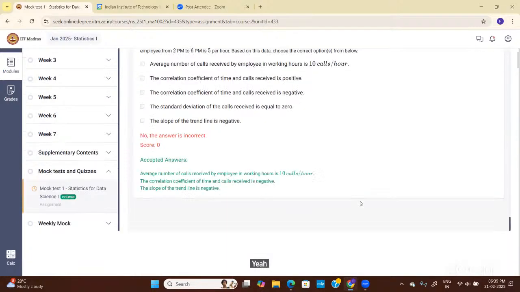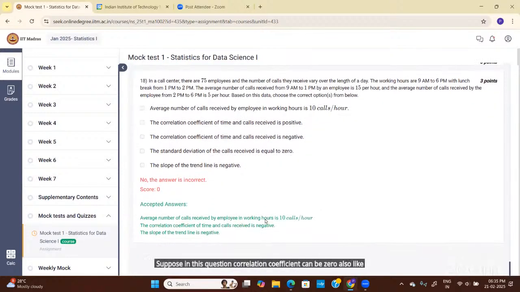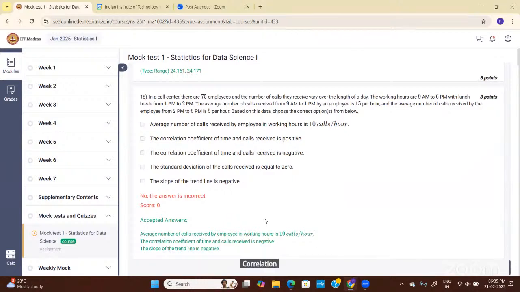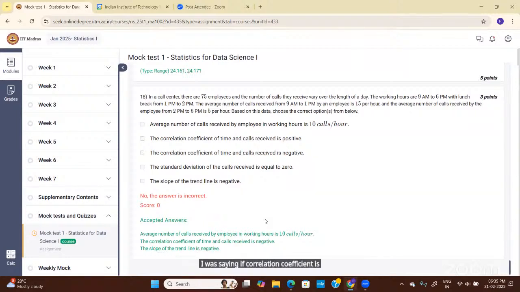Ma'am, suppose in this question the correlation coefficient can be 0 also. If it is 0, what could be the conditions in the data? Correlation gives you the relation between two variables. Here the correlation coefficient is negative. That's why the slope of the trend line is negative. If the correlation coefficient is positive, then the trend line has to be positive. I was saying if the correlation coefficient is 0, then the slope of the trend line should be 0. Yes.